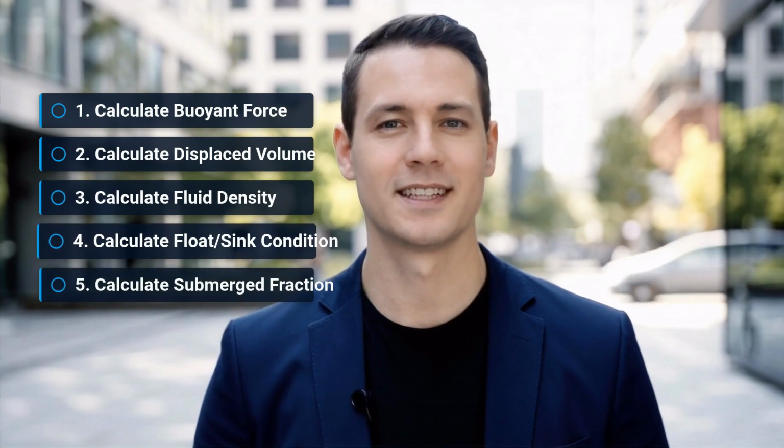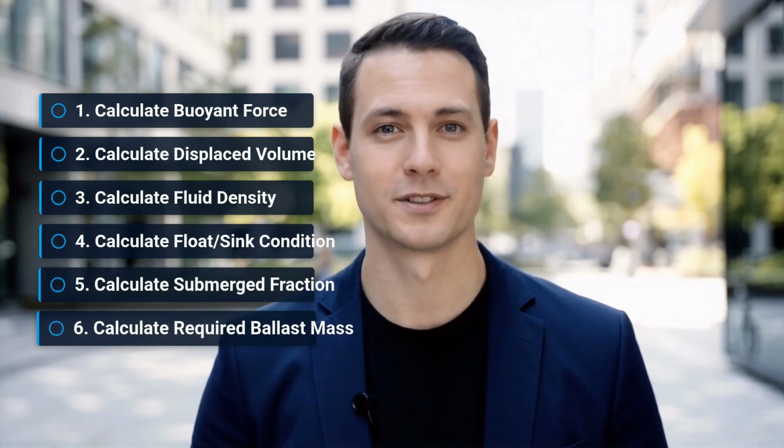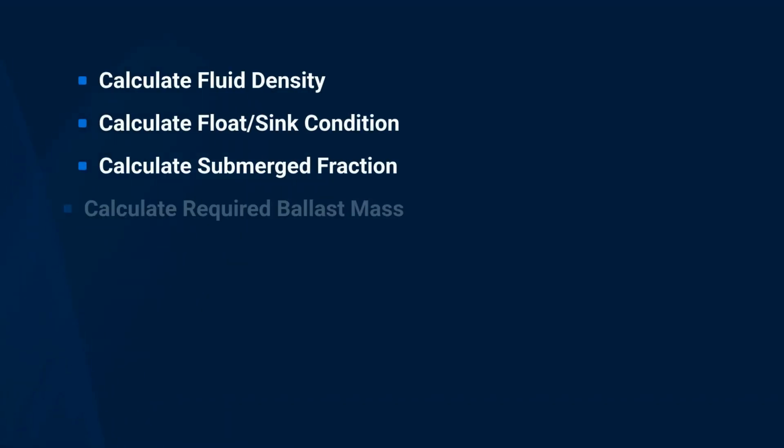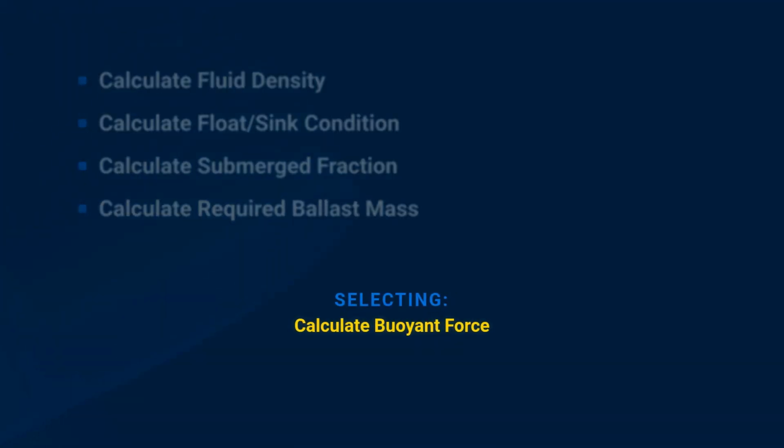First, you'll see the calculation mode drop-down menu, which offers 6 options: calculate buoyant force, calculate displaced volume, calculate fluid density, calculate float, sink condition, calculate submerged fraction, and calculate required ballast mass. For our demonstration, we'll select calculate buoyant force.